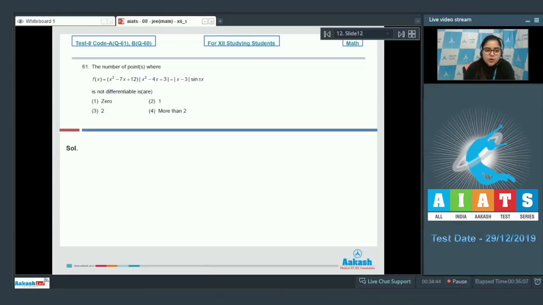Question number 61. The number of points where f of x is equal to mod of x square minus 7x plus 12, mod of x square minus 4x plus 3, plus mod of x minus 3 into sine pi x, is not differentiable is or are. Just factorize x square minus 7x plus 12. It is (x minus 4)(x minus 3). Mod of this is mod of (x minus 3)(x minus 1), plus mod of x minus 3 sine pi x. This is your f of x.